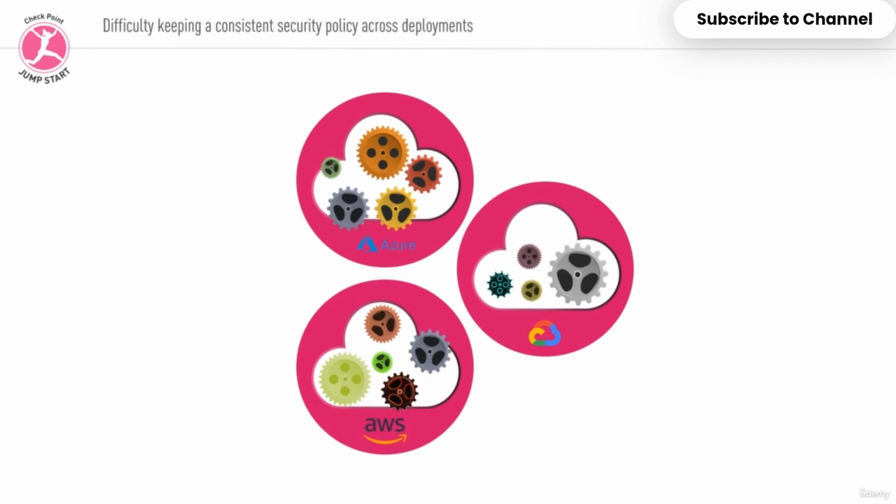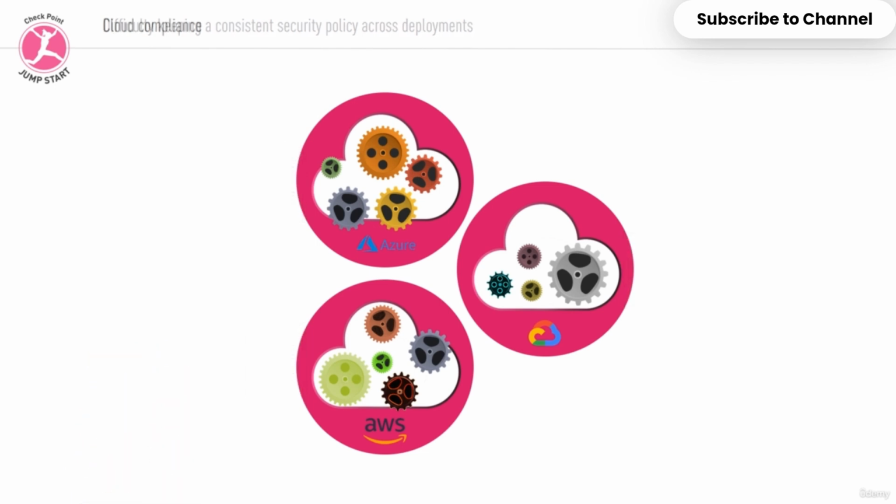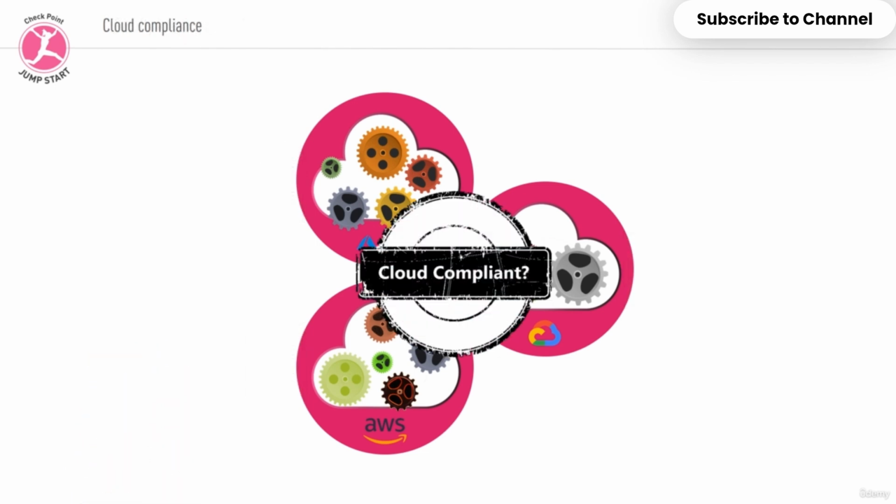In multi-cloud deployments, applications are deployed across multiple cloud providers. Vulnerabilities and mitigations differ between cloud providers. It becomes a challenge to create a consistent security policy across those deployments. Finally, cloud-delivered systems must be cloud compliant. That is, be in compliance with the industry standards, regulations, and best practices.